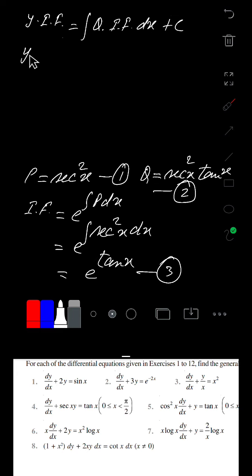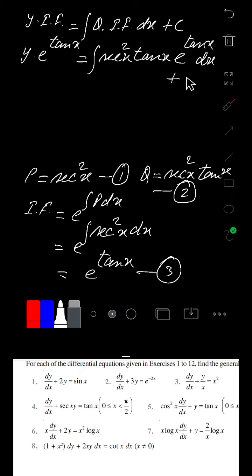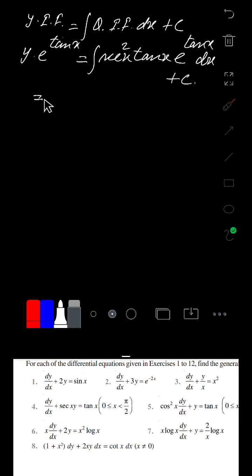We have y into integrating factor, we have found e raised to the power tan x, so e raised to the power tan x is equal to integral q, which is given as sec square x tan x, so sec square x tan x, and integrating factor is e raised to the power tan x dx plus c. Now for this integral we have to assume tan x as u, because this is the case of substitution. We see sec square x is the exact differential coefficient of tan x, so we have assumed tan x as u.